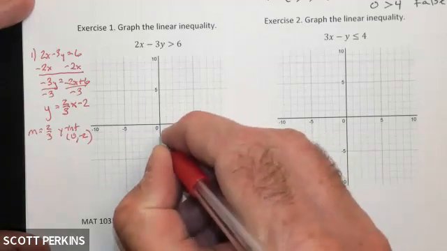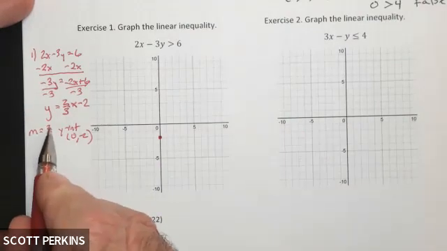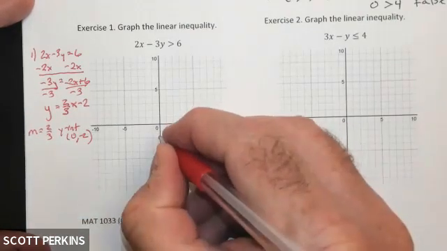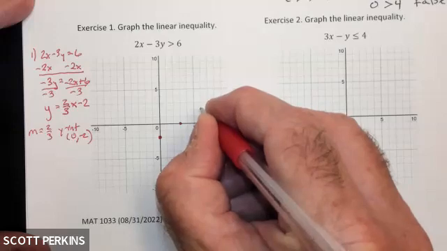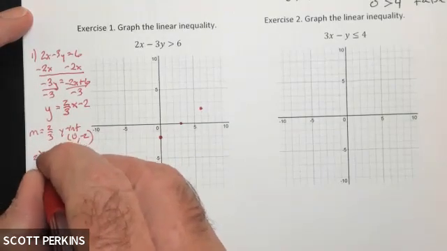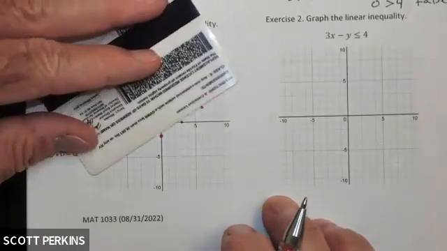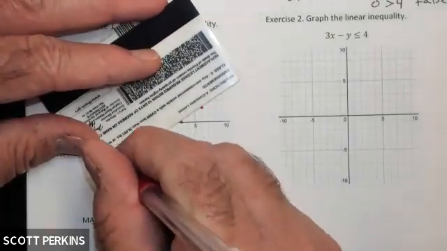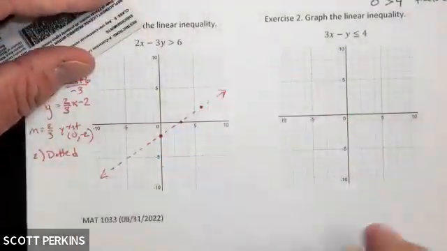Okay, so -2, I'll make a nice fun red dot right there at -2, and then my slope is 2/3. That means 2 in the y direction, 3 in the x direction. So 2 in the y, 1, 2, 3 in the x, boom. 2 in the y, 1, 2, 3 in the x, there we go. How am I going to connect those dots? A solid or a dotted line? This time I'm going to use a dotted line again because there's no equal. So a dotted line is going to be the order of the day. So here we go. Lovely. There's my dotted line.